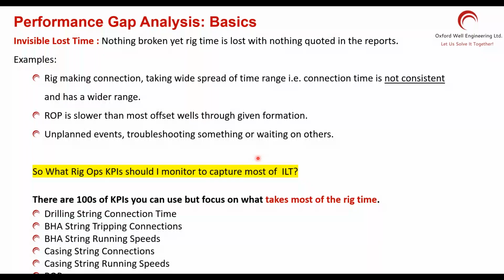Okay, so what do you need to monitor as a KPI? Which KPI do you need to focus on? You can go with 6 KPIs, 8 KPIs. But usually you want to focus on the KPIs that are routinely used: making connection, running in the hole, ROPs, things like that. So you will be focusing on the KPIs that take too much of the rig time. Most of the KPIs are 30% of the rig time, 40% of the rig time, that you can actually tap into and optimize.